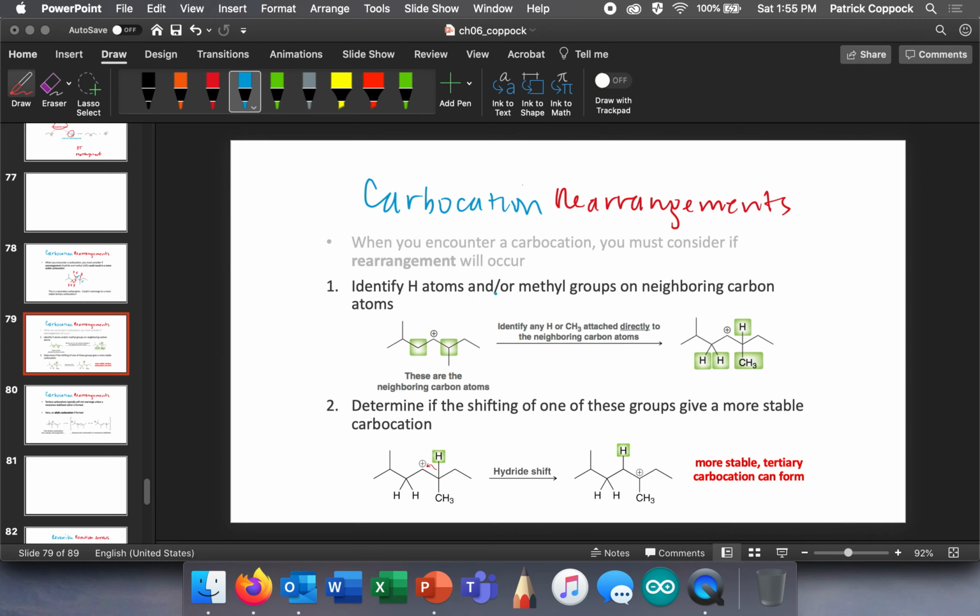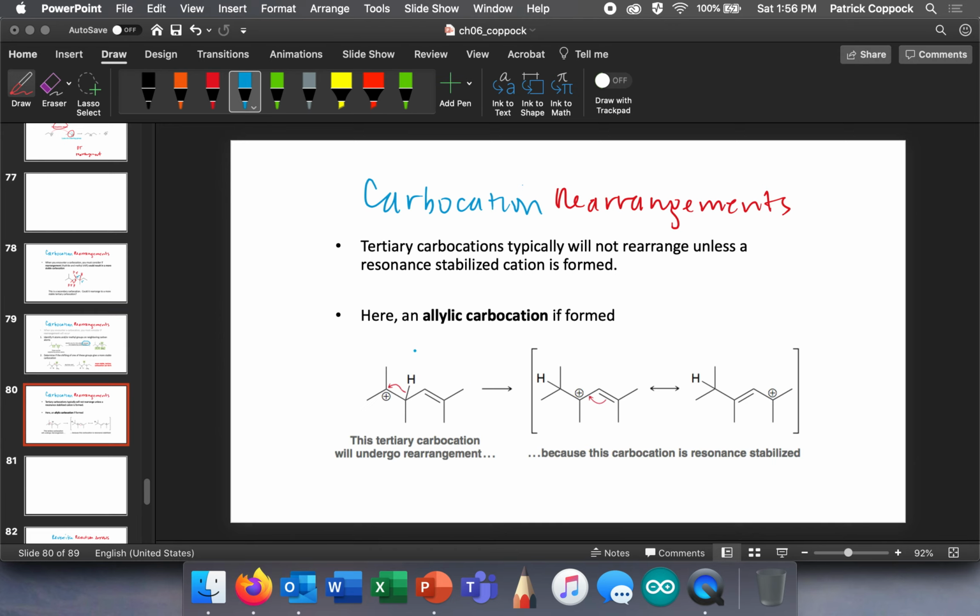You identify the hydrogen atoms, which I just drew all those out, right? And then you identify a hydrogen or a methyl group, which is attached directly to a neighboring carbon atom. Then you ask yourself, if I shift that methyl group or the hydrogen, can I get a more stable carbocation? Right, so I already showed a second ago that we could do that with that one.